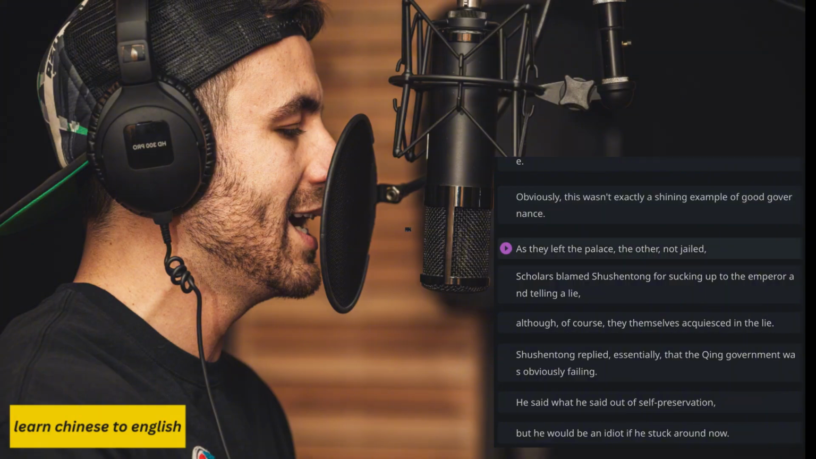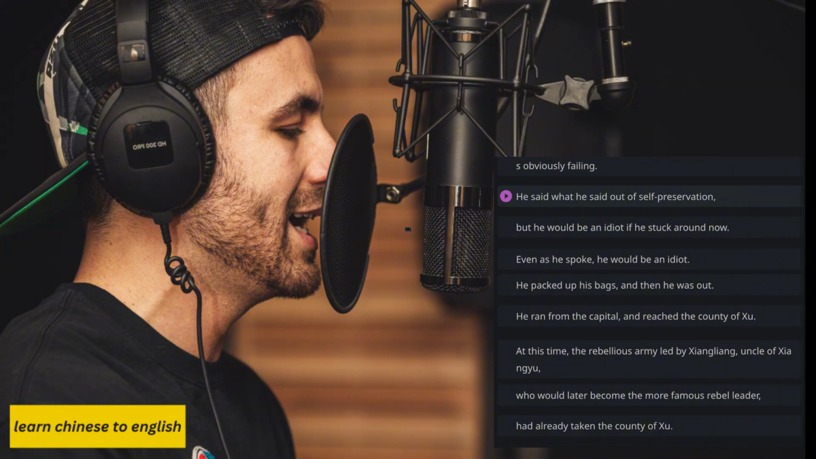As they left the palace, the other, not jailed, scholars blamed Shusun Tong for sucking up to the emperor and telling a lie, although of course they themselves acquiesced in the lie. Shusun Tong replied, essentially, that the Qin government was obviously failing. He said what he said out of self-preservation, but he would be an idiot if he stuck around now. Even as he spoke, he packed up his bags, and then he was out. He ran from the capital and reached the county of Xue.